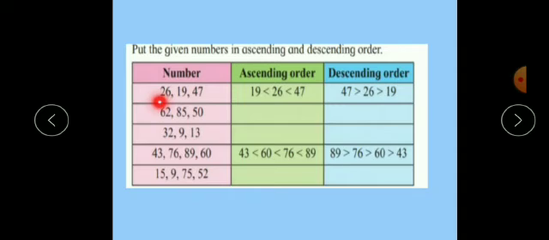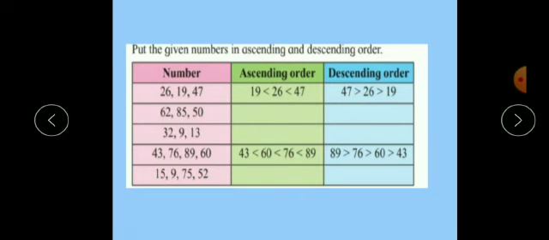Now among these three numbers, in ascending order we will arrange the numbers from smaller to bigger. Among these three, 19 is the smaller number. So first we will write 19, then give the sign: 19 is less than 26, which is less than 47. So here also the numbers are arranged from smaller to bigger.